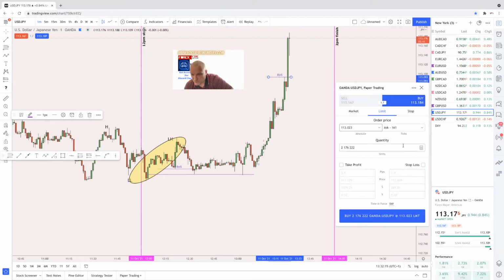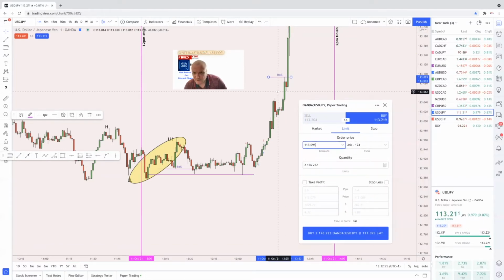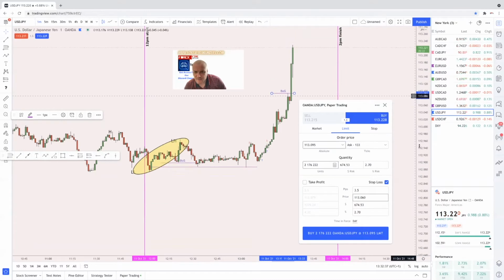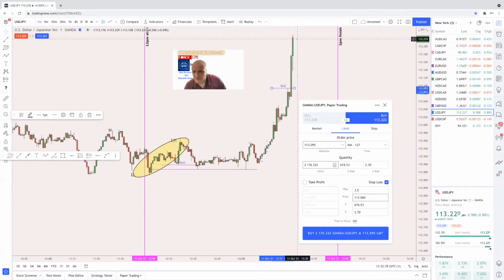1.13093. So I'm going to go 1.13095. I'm going to put the stop loss again at 1.13062, so I'll just put the stop loss at 060. Take profit, I'll put it at 1.1321.